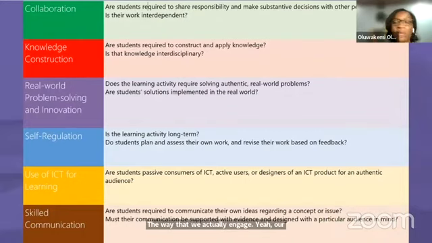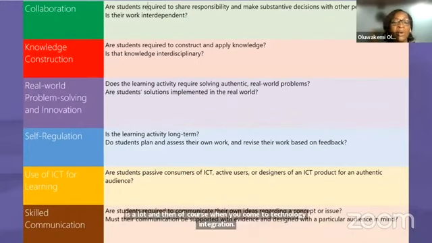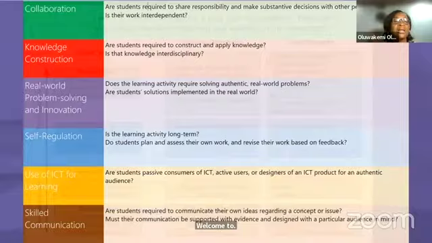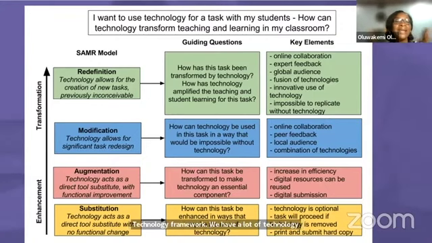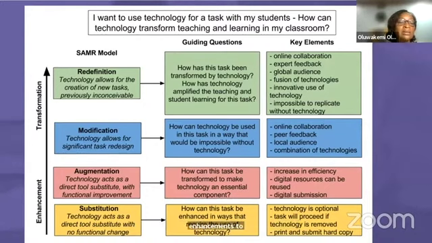And then, of course, when we come to technology integration, we're talking about one of the very basic technology frameworks. We have a lot of technology frameworks, but one of the basic ones is what we call the SAMR model. And for the SAMR model, we start from enhancements here, and then move on to transformation.